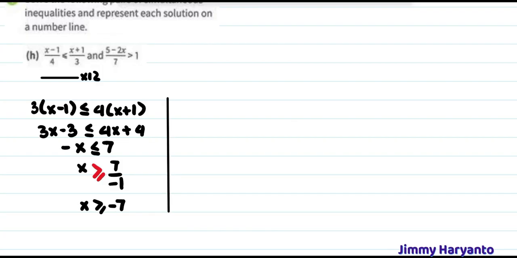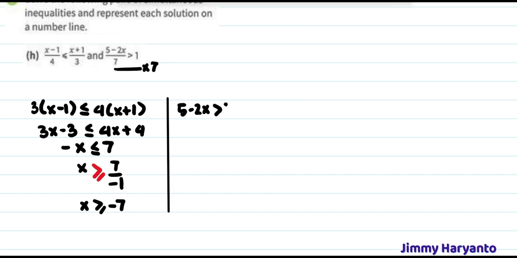This is the first. Next is the second one. I want to multiply them all by 7. So I will have 5 minus 2x right here, greater than 1 times 7 is 7. And then I will move the 5. 7 minus 5 equals 2. And then I will move the negative 2. It will become division of negative numbers, the sign is changed. So x less than negative 1.